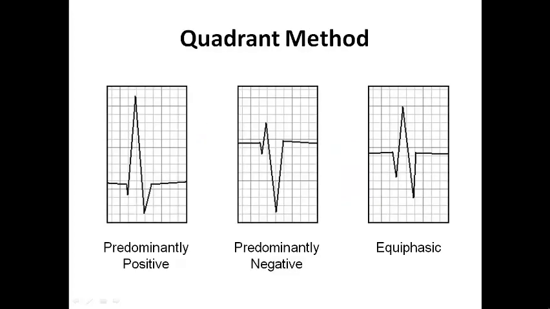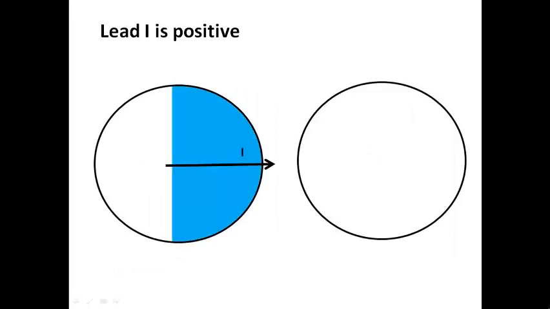In the Quadrant method, we look at three basic morphologies of any limb lead, whether it is predominantly positive, predominantly negative, or equiphasic. So we need to see the net overall direction of the axis, because you may see negative and positive components in each limb lead. So look at the overall direction, whether it is predominantly positive, predominantly negative, or equiphasic. We would use only two leads in this method, which are lead 1 and lead AVF.